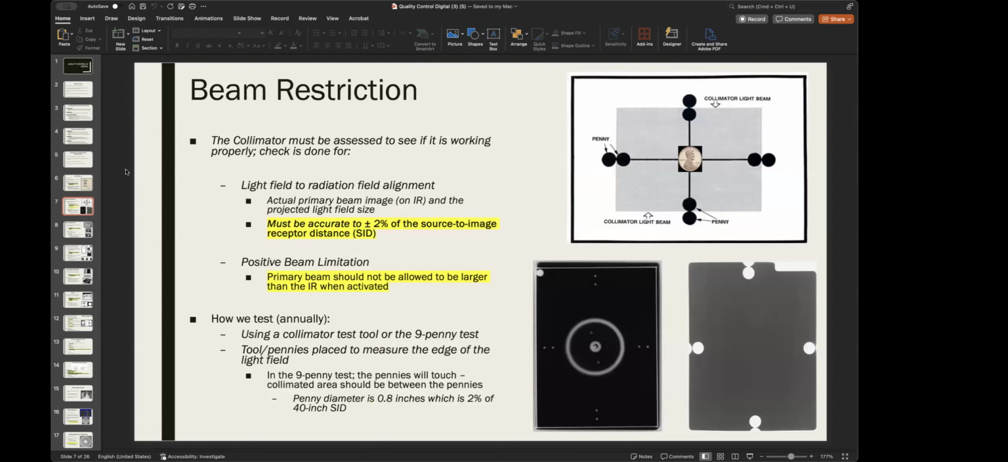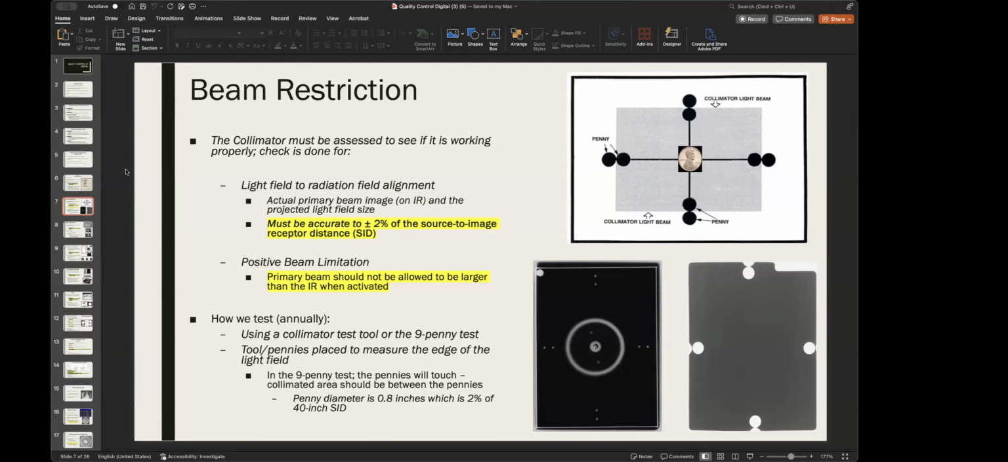With beam restriction, there's several ways we can check this. And one of the first things we check is light field to radiation field alignment. So when you guys turn that collimator light on, that is a guideline. It's not really the actual radiation field size, right? And so it can go out of alignment. And so we have to test it, right? And so with the light field to radiation field alignment, it must be accurate to plus or minus 2% of the SID.